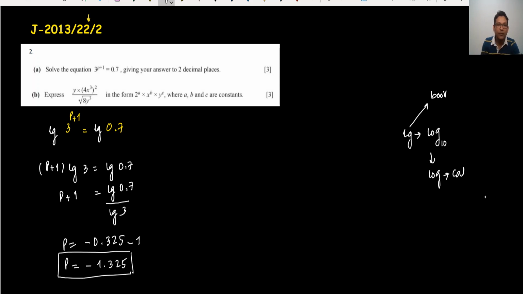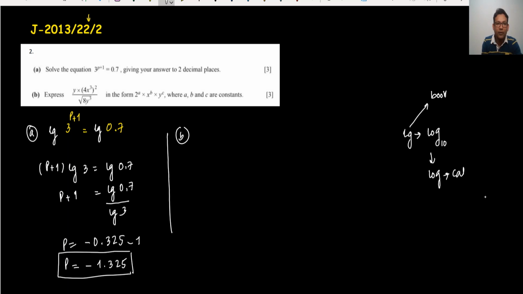That's very simple. So next part is, let me check, log 0.7 divided by log 3, and it's perfectly right. Okay, moving to the next part. The next part is part B. This we have done, A part.